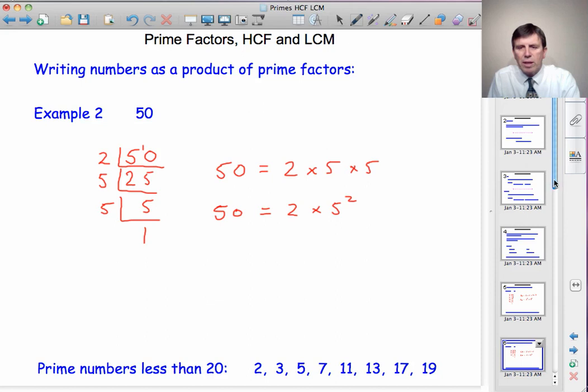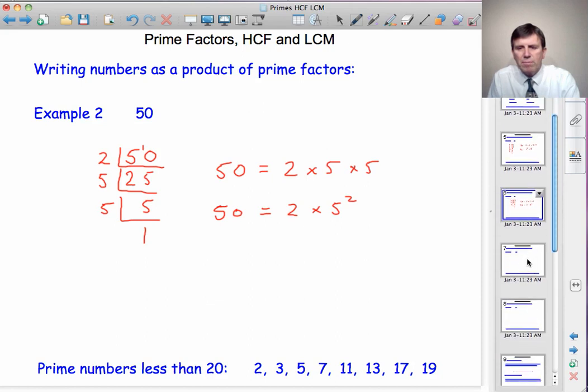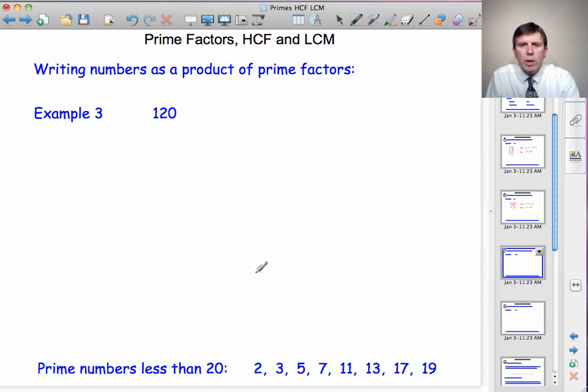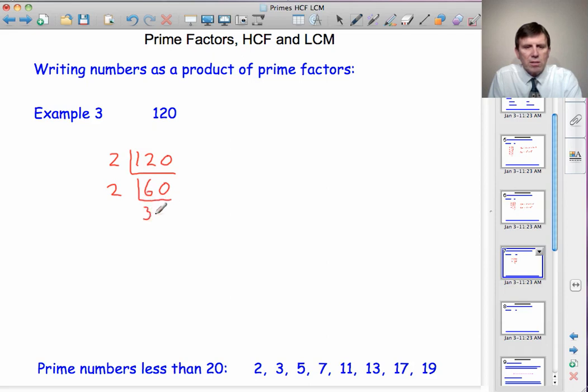Moving on now to example 3. 120. What are we going to divide this by? Well, it's even, so we start with 2. And if we divide 120 by 2, we get 60. It's still even, so keep dividing by 2. And I get 30. It's still even, divide by 2 again. 15. Now then, can't divide by 2.